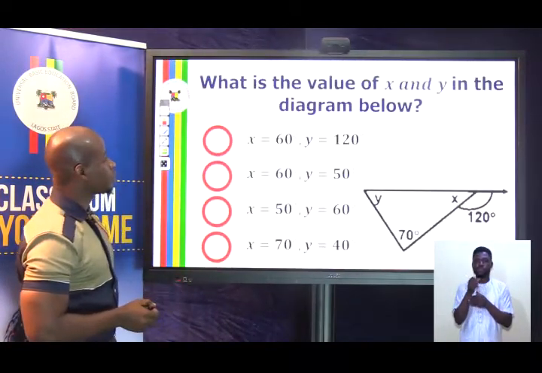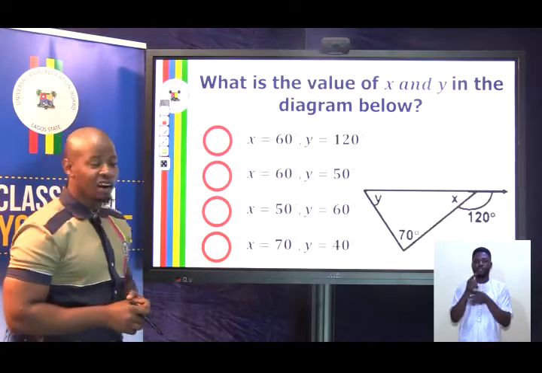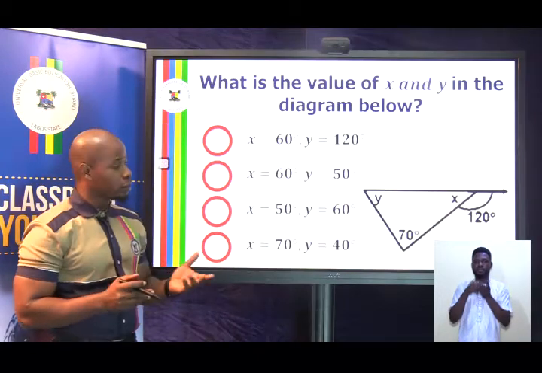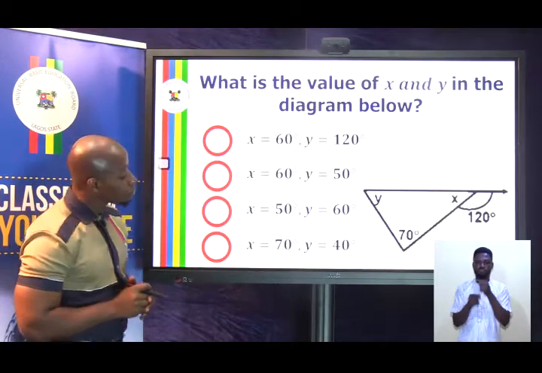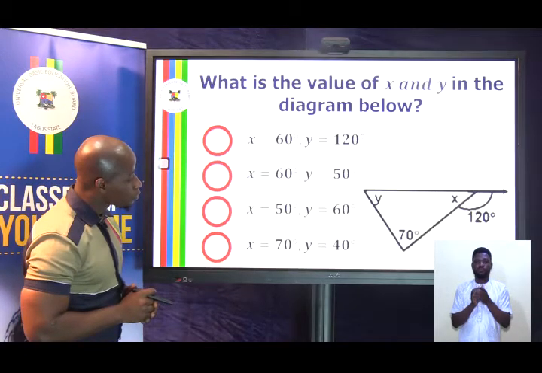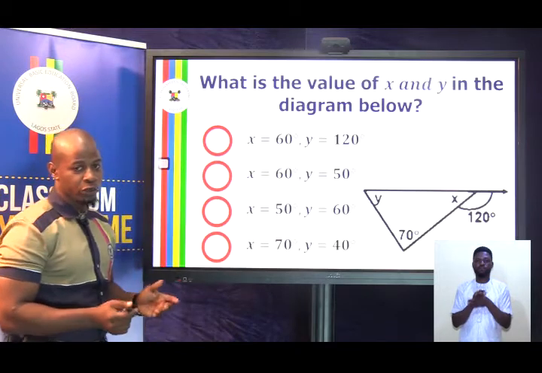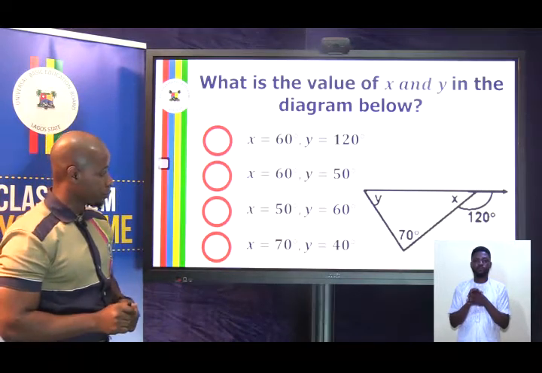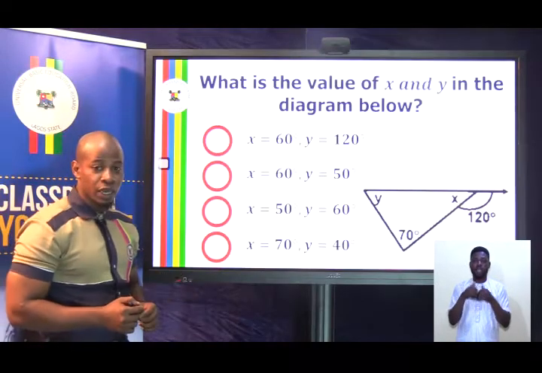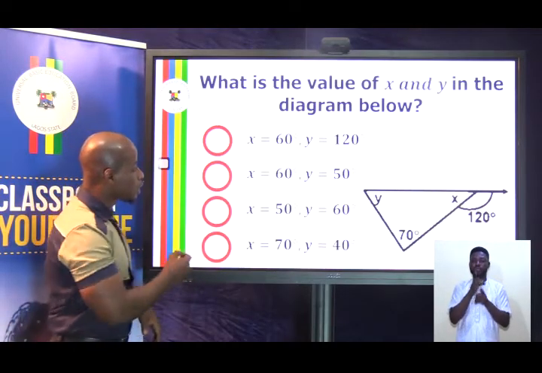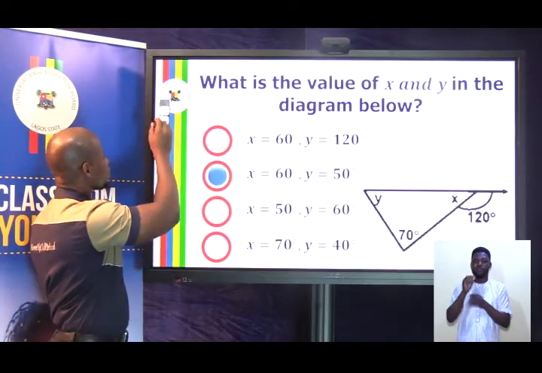The next question says, what is the value of x and y in the diagram below? This is quite a complex one, so you want to take your time and do it. I'll give you time. You might want to start from finding x and then using it to find y. You should be getting your answer right about now. So, let us see how that is worked out. The answer is x is 60 and y is 50 degrees.